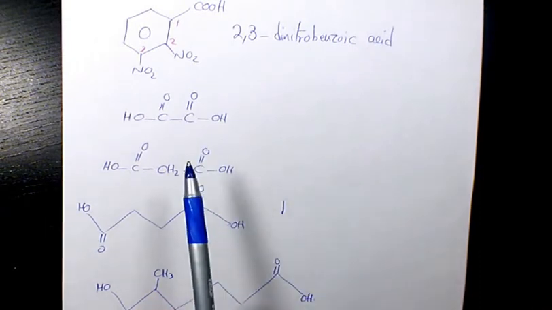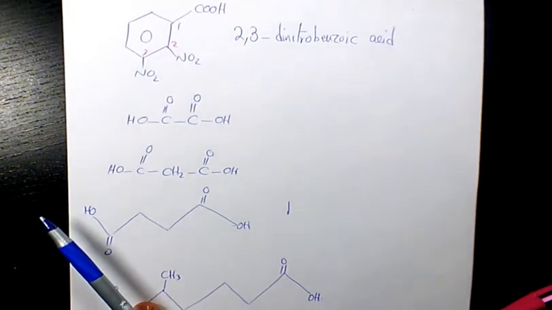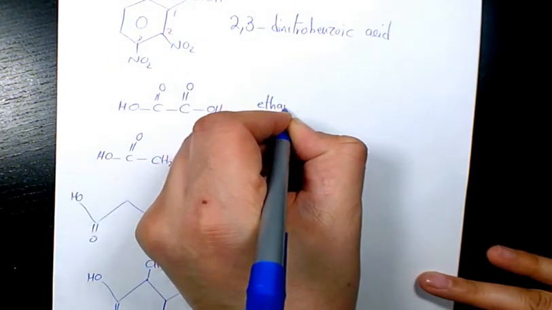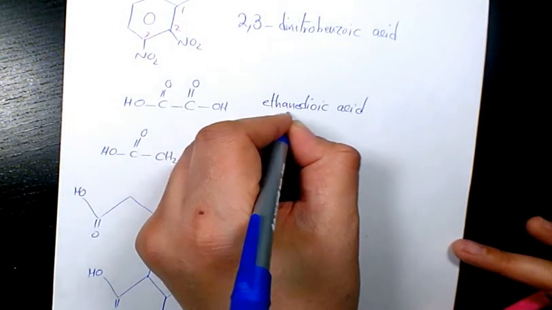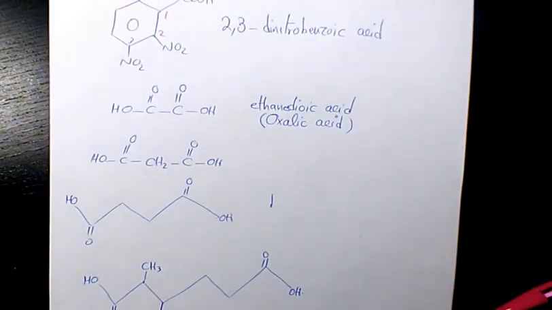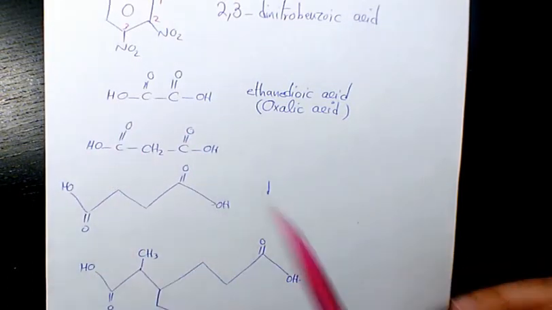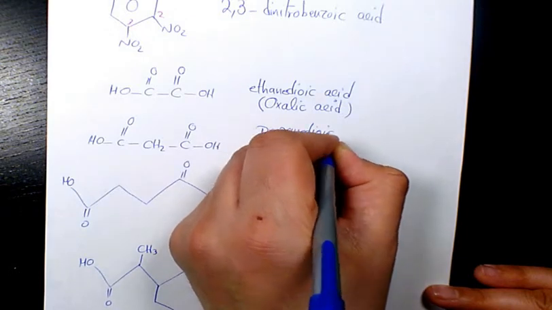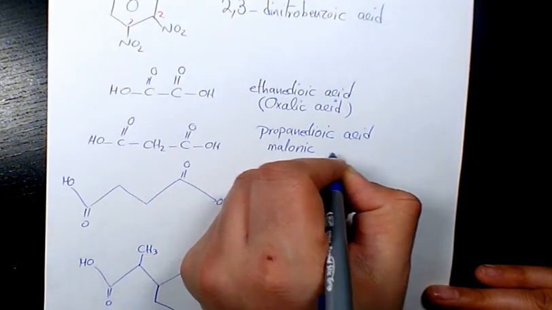Next one, we have acetic acid, but in this case we have 2 carboxylic acids. So this is not acetic acid, but we call it ethanedioic acid, or the most common name is going to be oxalic acid. It is common to call it oxalic acid. Next one, we have 3 carbons, and we have 2 carboxylic acids from both sides. It's going to be propanedioic acid, or we call it malonic acid.